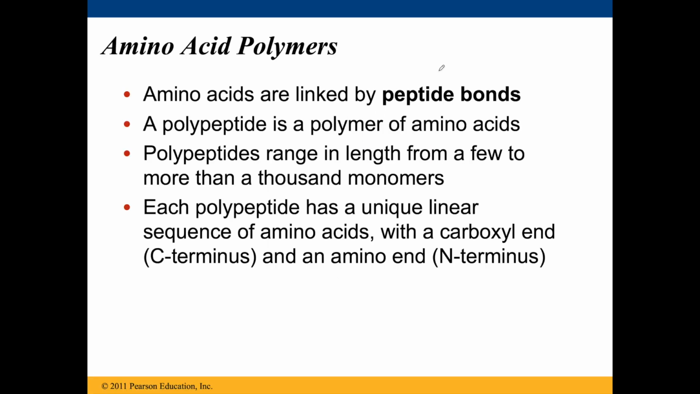The amino acids are the monomers. You take those amino acids and you join them together, and that's going to make the polymer. The amino acids are linked together by peptide bonds. It's a covalent bond, but we give it a special name. We call it a peptide bond. A polypeptide is a polymer of amino acids. Polypeptides can range in length from just a few amino acids to more than 1,000 amino acids linked together.